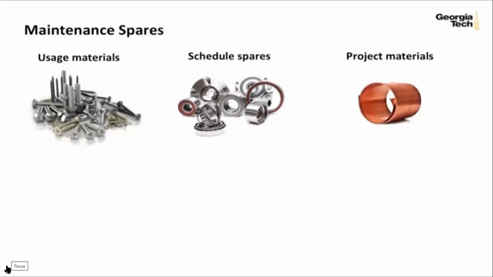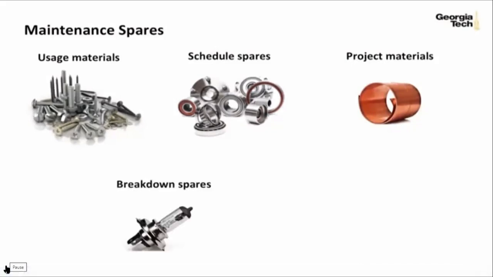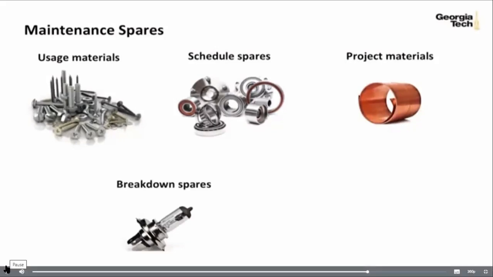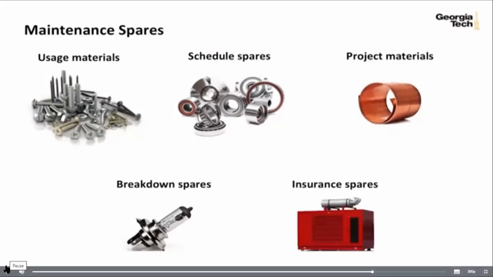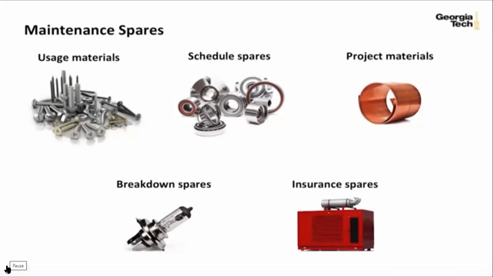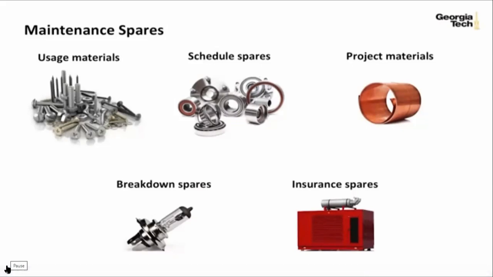Project materials, used for a planned project, and could include internal parts to rebuild a machine to a significant extent. Breakdown spares, used when breakdowns occur to replace broken or non-functioning spares. Insurance spares, used to protect against natural disasters. They could consist of an entire machine or a set of machines to enable manufacturing to continue to operate.